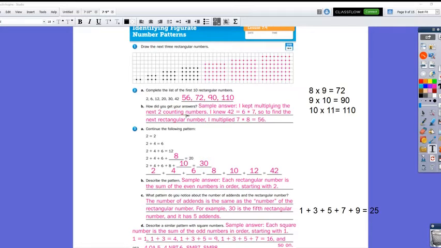Number 2, complete the list of the first 10 rectangular numbers. 2, 6, 12, 20, 30, 42, 56, 72, 90, 110. How did you get your answers?